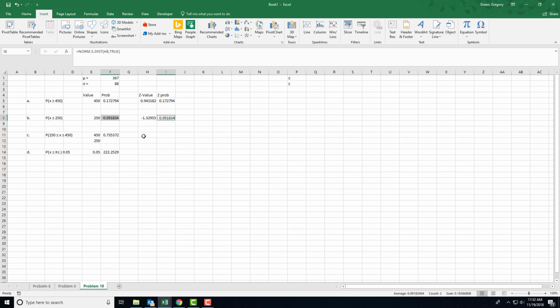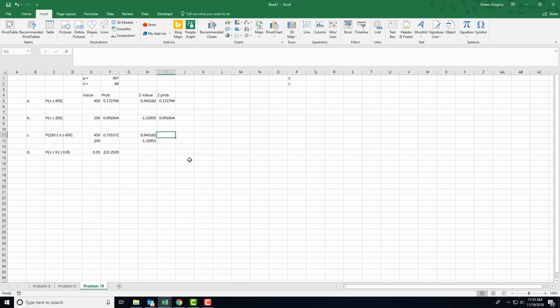Okay, let's do it over here. Let's calculate the z value. We know what they are, but let's do it anyway. 450 minus 367 divided by 88 should give me 0.94. I'm going to do 250 minus 367 divided by 88 for a value of minus 1.329.